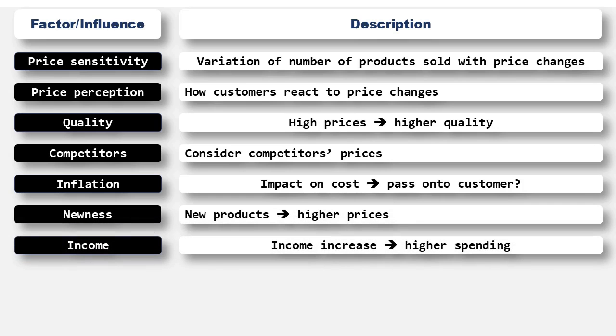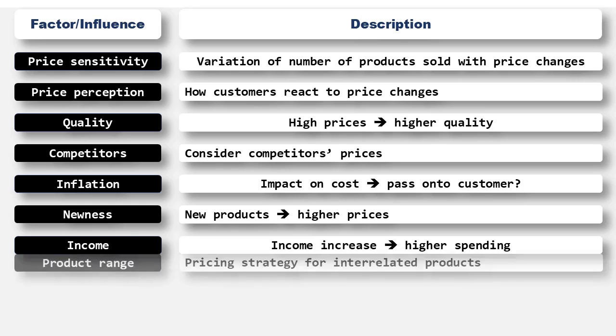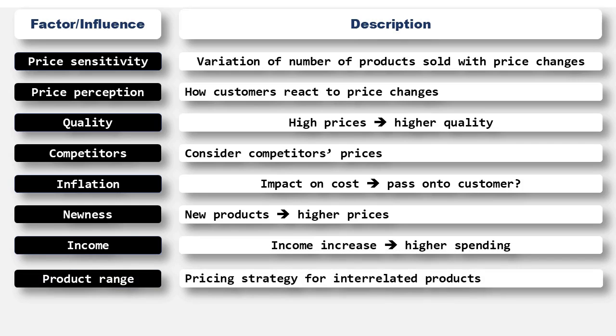Incomes. Here we are talking about the income of the customer. In the case of the general public, as disposable income increases, people are happy to pay more for goods and services. We therefore often see prices rising when an economy is strong and falling when an economy is weak. Product range. If a product sells interrelated products, they will need to think about the pricing strategy across the range of products rather than item by item.